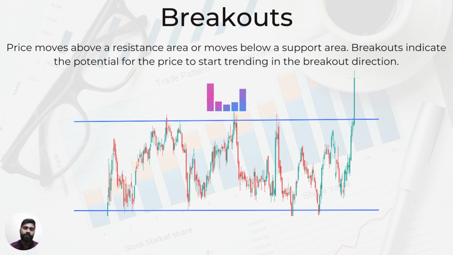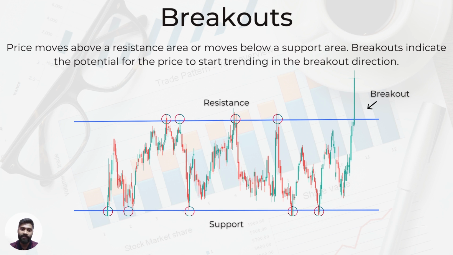And the final technical indicator that we'll be covering today is breakouts. Breakouts happen when price moves above a resistance area or moves below the support area. Breakouts indicate the potential for the price to start moving in the breakout direction. As seen in the chart, the stock price has been bouncing around, touching support and resistance for quite a while. And finally, it had a breakout at the star point. So this indicates the potential for the price to start trending in the breakout direction, which is upward.